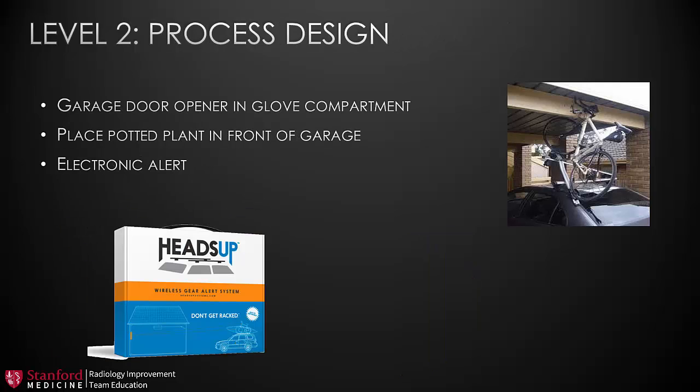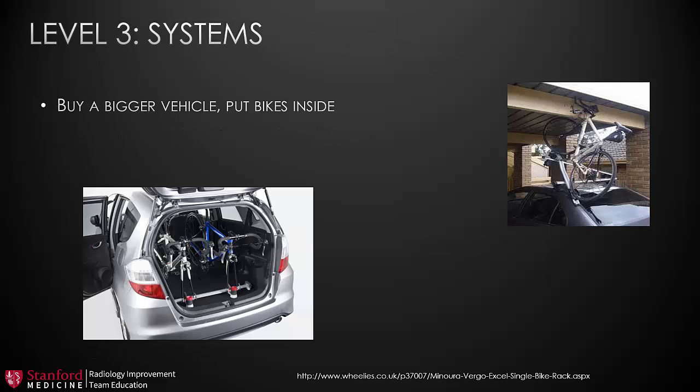A level 2 approach is the one that most people use, which is to place the garage door opener in the glove compartment when you put your bikes on top, or to place a potted plant or other large object in front of the garage when you go out, or to buy an electronic alert that's available on the internet. All these will help, but if you really want to solve the problem, you should just buy a bigger car and put the bikes inside.